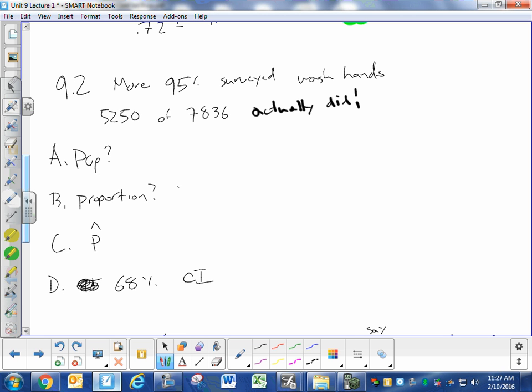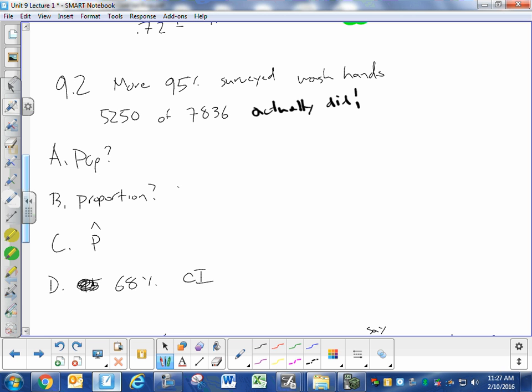More than 95% of people surveyed say they wash their hands after they use the public restroom. Over 95% of people say that. If I poll the class, I guarantee you, all of you are going to say, oh yeah, I wash my hands after I use a public restroom.